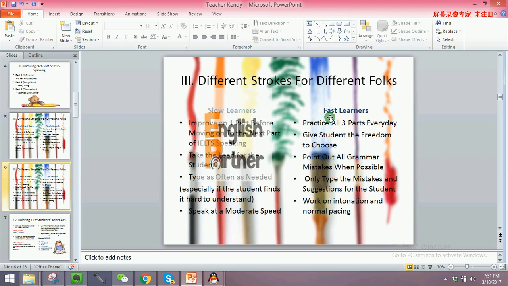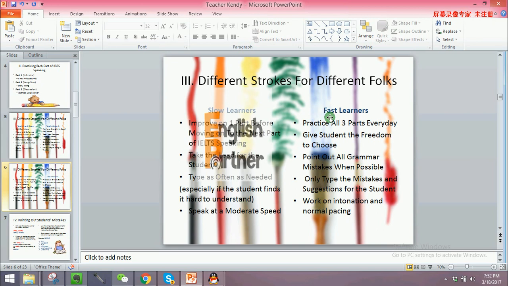What I mean is that I make the plan for our class and do it according to my timetable for that certain student, unless he or she has a better suggestion. And I type as often as needed, especially if the student finds it hard to understand. Yeah, a slow learner and at the same time maybe a low level trainee or student. And I speak at a moderate speed, except for students who have excellent listening skills.